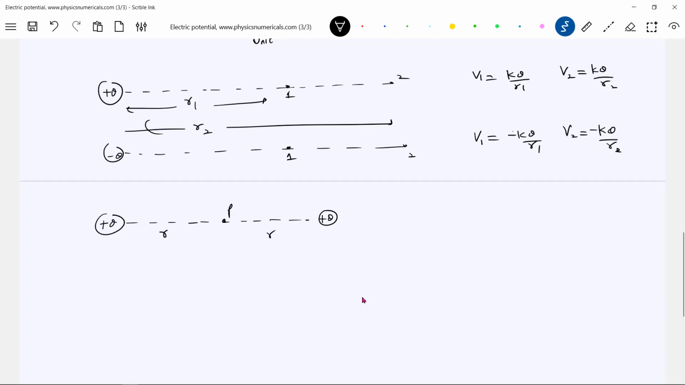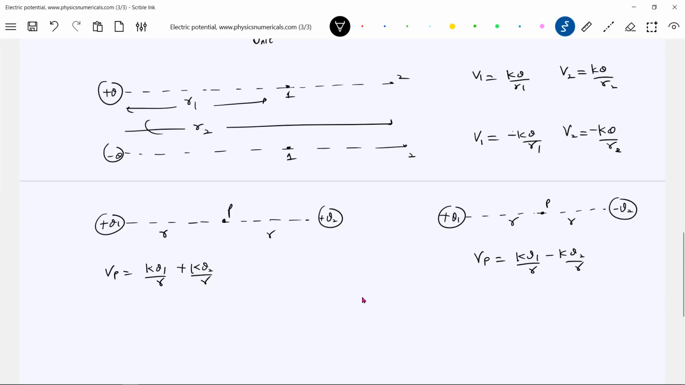This is R, this is R. What is the potential at point 1? There is a charge. Potential at point P is given by KQ1 by R, KQ2 by R. Similarly, potential at point P is given by KQ1 by R minus KQ2 by R.